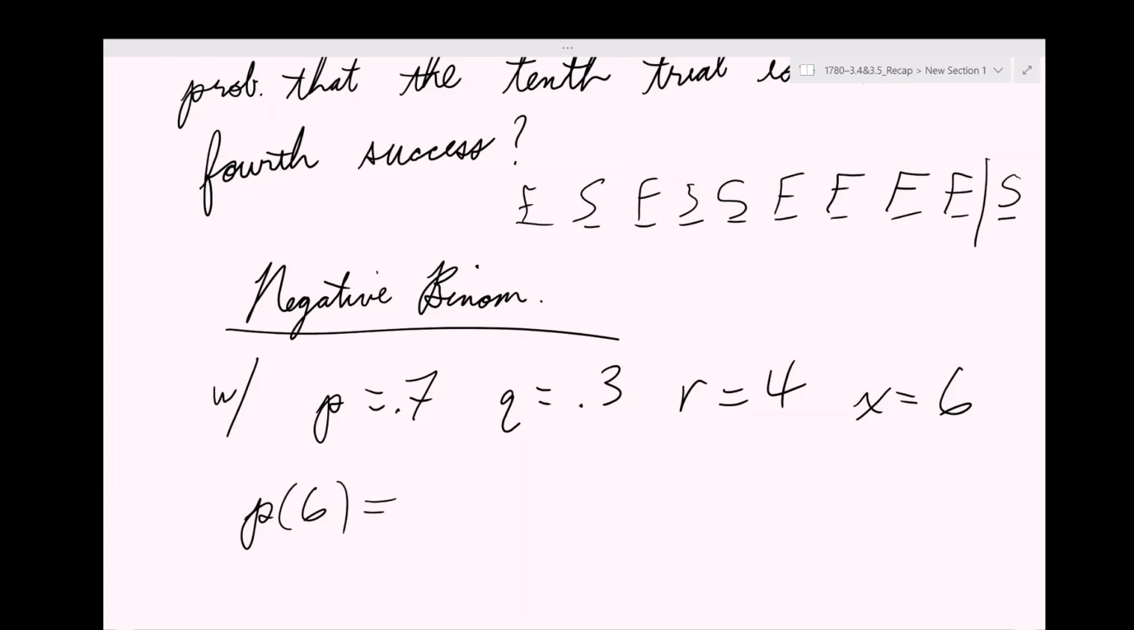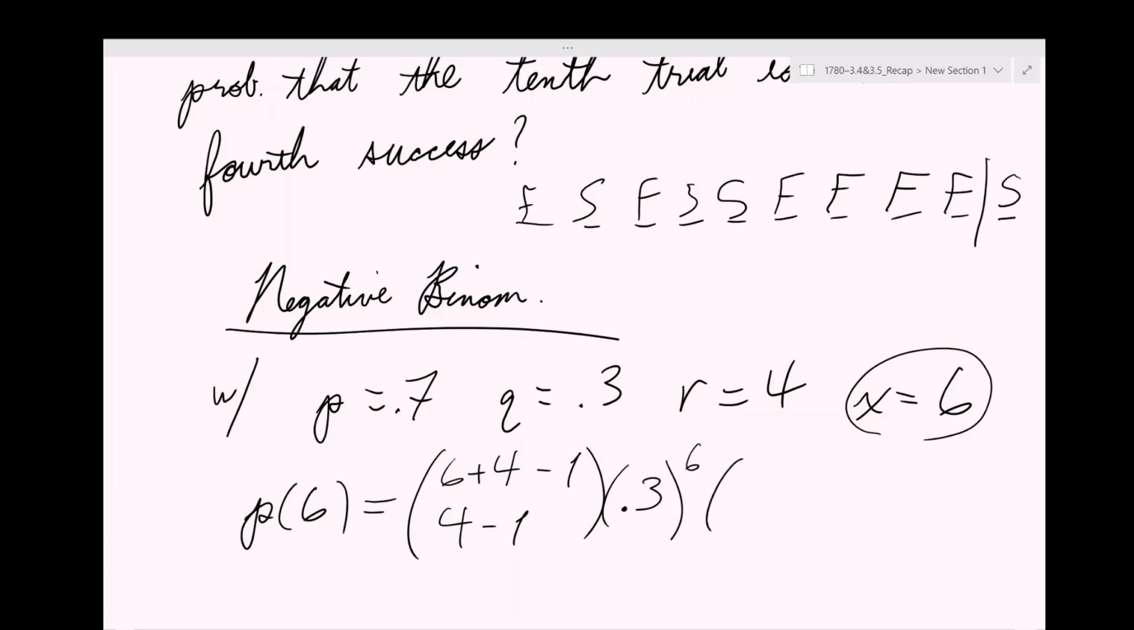That would be x plus r minus 1, so 6 plus 4 minus 1, choose r minus 1, which is 4 minus 1. And then we fail x many times, so 0.3 to the 6, and then we succeed 0.7, r many times by the end, so 4 here.